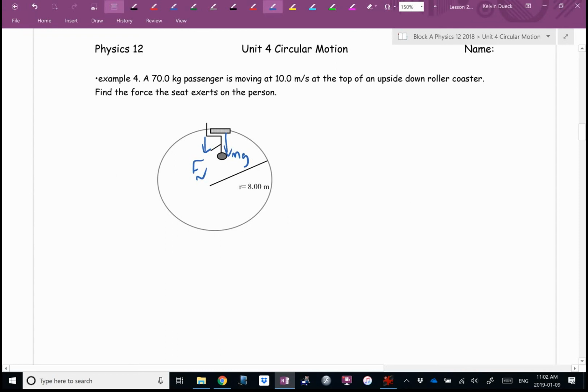Who's winning? Are we moving in a circle?